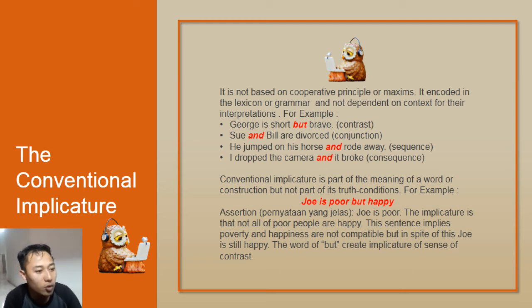For example: George wrote about brief, contrast. Sue and Bill are divorced, conjunction. He jumped on his horse and rode away, sequence. And I dropped the camera and it broke, consequence.